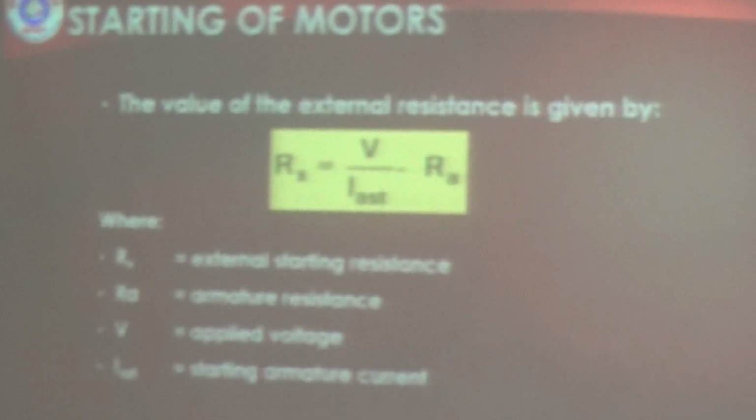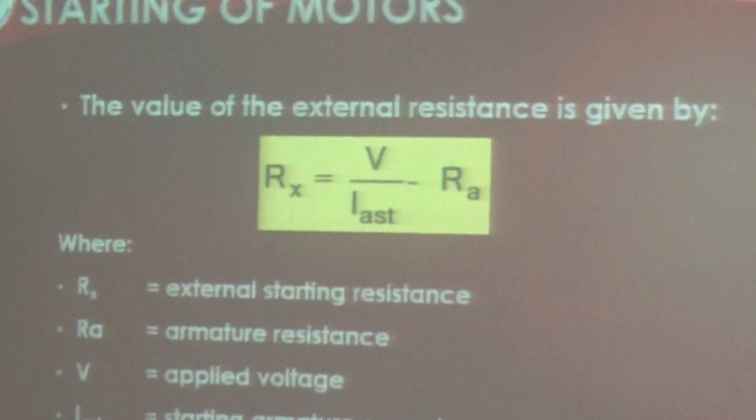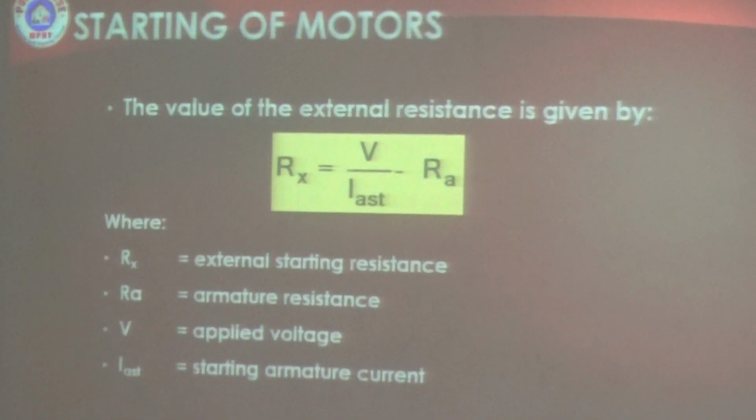So, para maiwasan yung malaking kuryente dun sa ating motors or the armature, kailangan magkaroon ka ng external resistance. So, that will be Rx, or the external starting resistance, is equals to the applied voltage divided by the starting armature current minus RA.